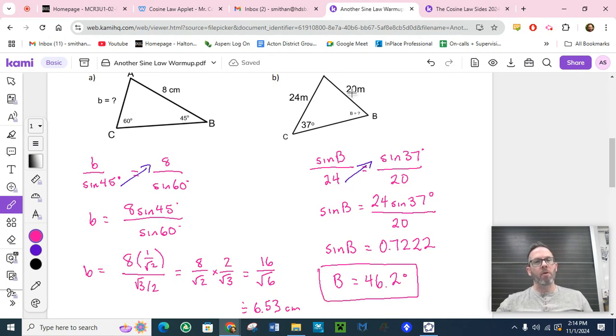And for the 3U people, clearly this is an acute angle. The context of the question would imply, okay, yeah, 46.2. We don't need to use yesterday's stuff here. It's clearly an acute angle.